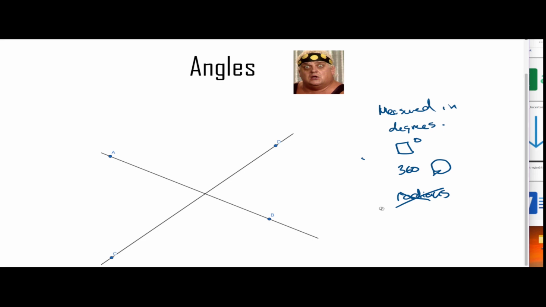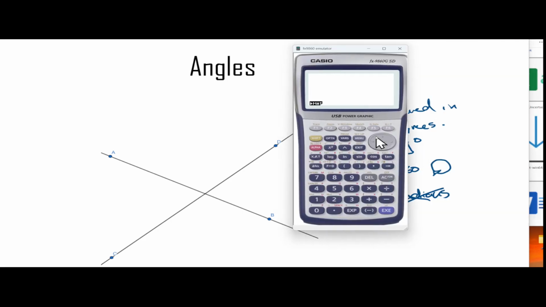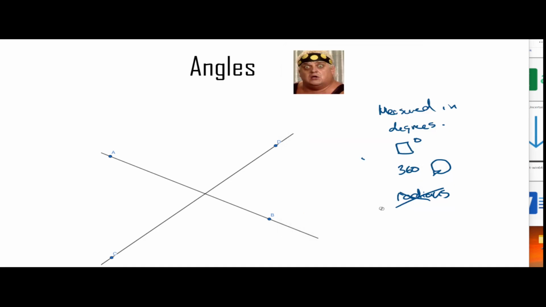And maybe just to go over again what your calculator needs to have, it needs to be set up in degree mode. So go shift, set up, and here it's in radian mode. It needs to be in degree mode. If you have it in radian mode, it's just going to give you a gobbledygook answer.